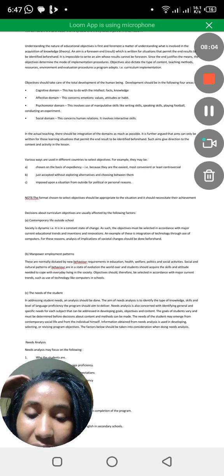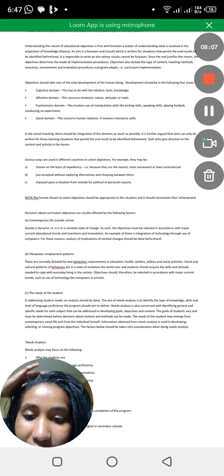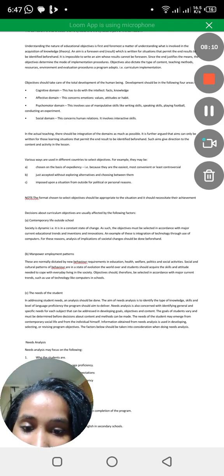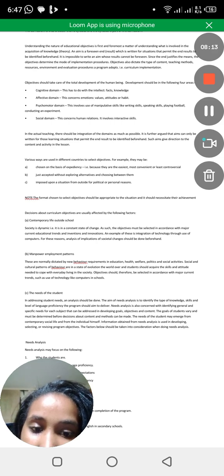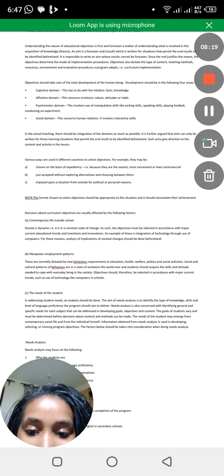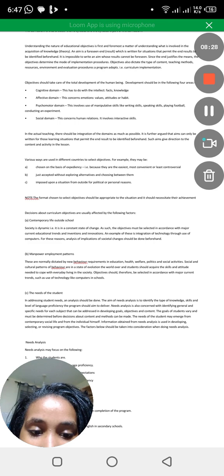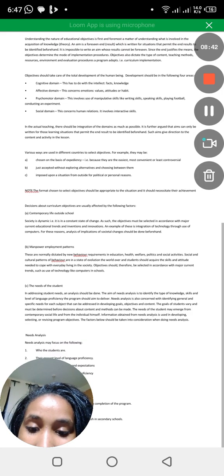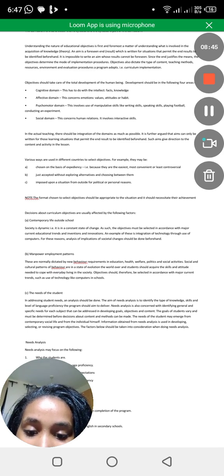Addressing student needs, analysis should be done. The aim of needs analysis is to identify the type of knowledge, skills, and level of language proficiency the program should aim to deliver. Needs analysis is also concerned with identifying general and specific needs for each subject. They can be addressed in developing goals, objectives, and content. The goals of students vary and must be determined before decisions about content and methods can be made. The needs of the student may emerge from contemporary social life and from the individual himself. So, let us see the needs analysis.